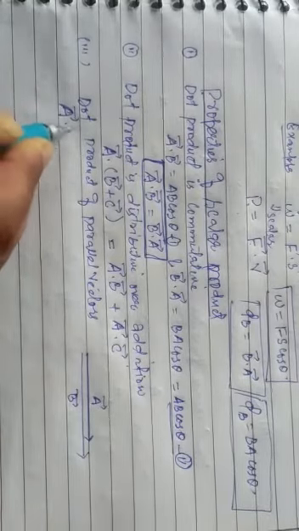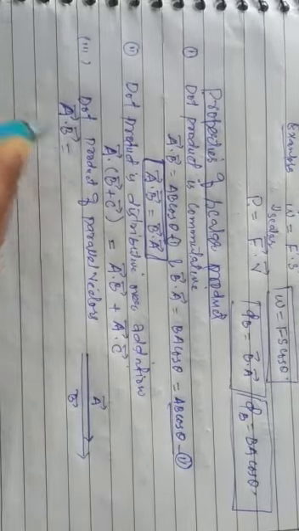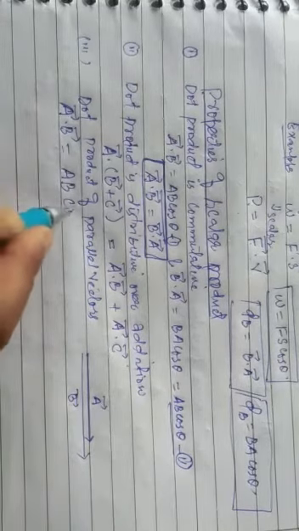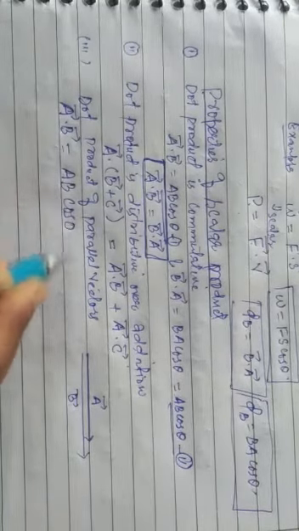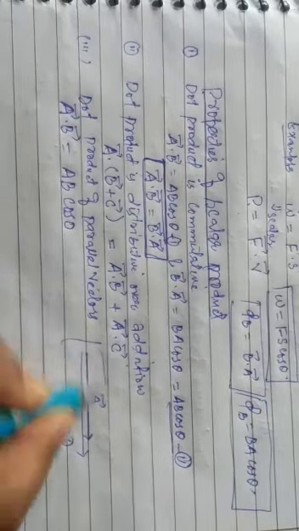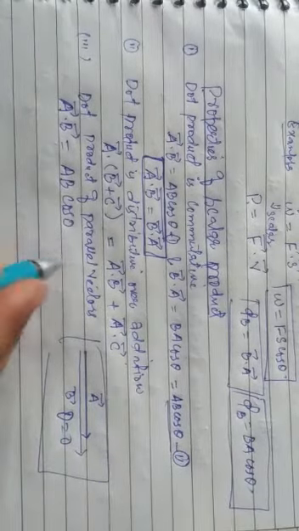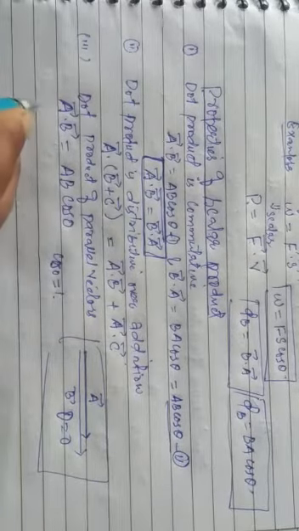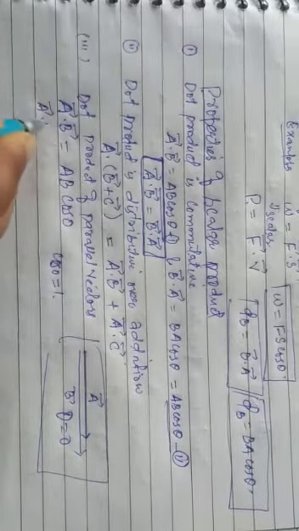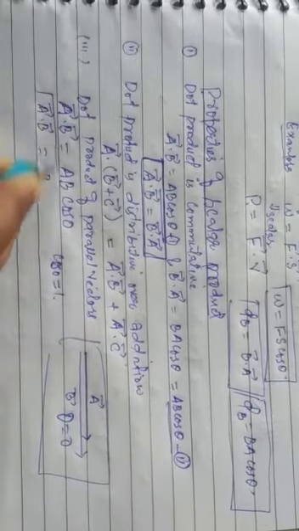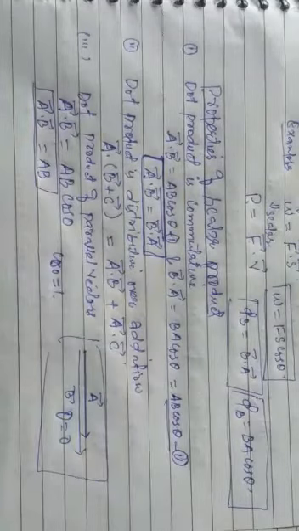So A dot B, if these two vectors are parallel, then it comes out to be magnitude of A, magnitude of B, and cos 0, because the angle theta between parallel vectors equals 0. Cos 0 equals 1. So simply A dot B equals AB, the magnitude of one vector times the magnitude of the other vector.